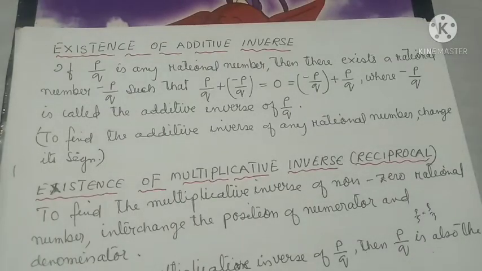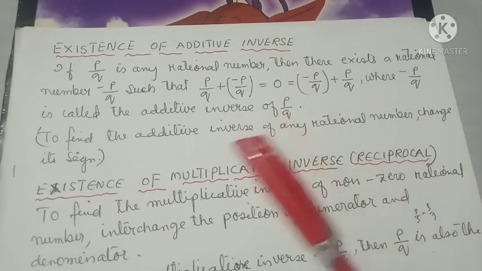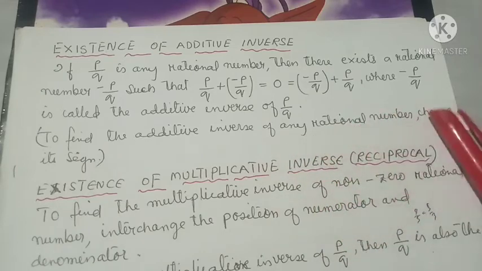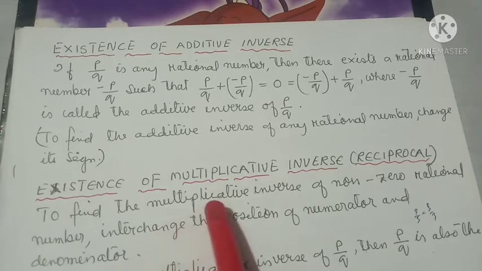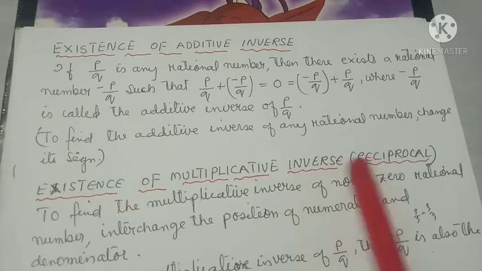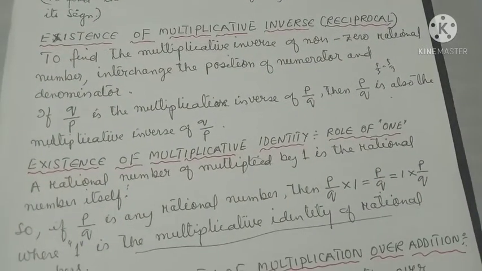These are the three parts. The first one is the additive inverse, where for any rational number we need to change the sign. If the rational number is positive, then on the other side it should be negative. The second is multiplicative inverse, that is reciprocal. Reciprocal means interchanging the position of numerator and denominator. And the third one is multiplicative identity, that is the role of 1. When you multiply 1 with any other number, the number itself will be the answer. So we say that 1 is the multiplicative identity of the rational numbers.